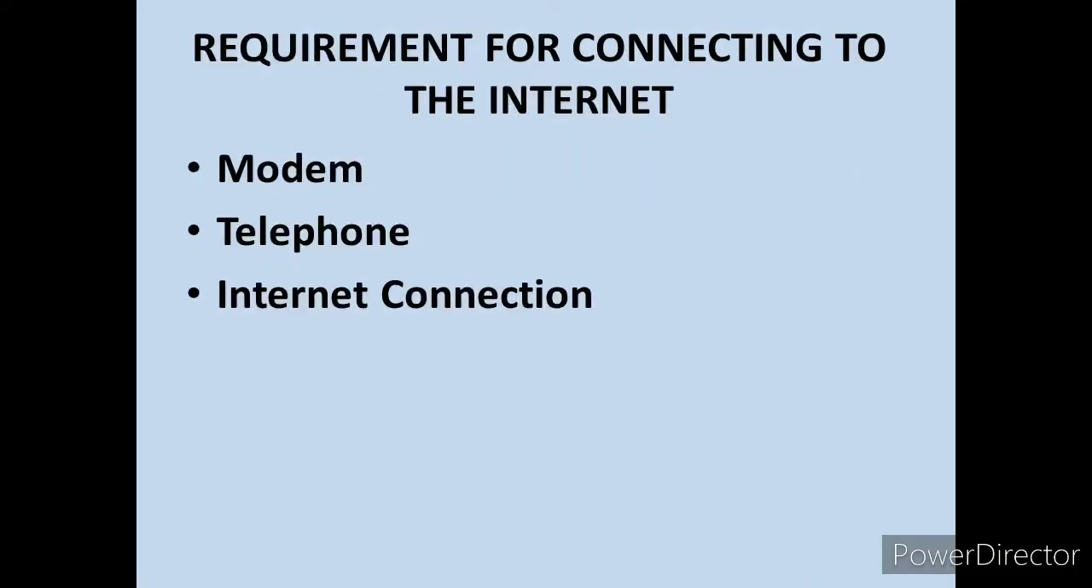Today we will cover the requirements for connecting to the internet. To connect your computer to the internet, we need a modem, telephone lines, and an internet connection. After that, we can use the internet. Otherwise, it's not possible. Now we will go through them one by one. The first one is the modem. Modem basically stands for modulator and demodulator.